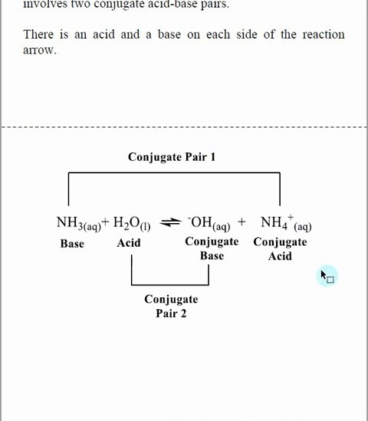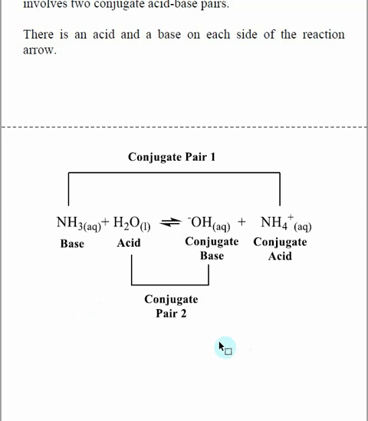So if we look at another example here, in this case we're looking at a basic type reaction. One of the things you should be able to do is identify the acid-base pairs and understand what's being a base and what's being an acid inside of the overall reaction.